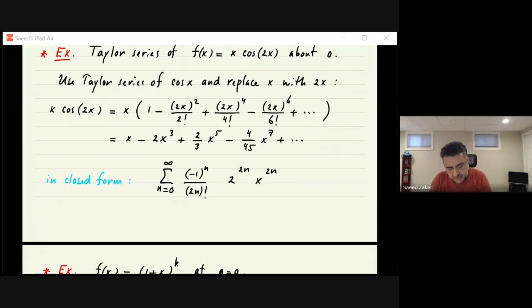So this is, so far, cosine of 2x. And then I have to multiply it by x, because my function is x times cosine 2x. So when I do that, it's like raising every power by 1. So x to the 2n becomes x to the 2n plus 1. So if you want to write it in closed form, that's it. Let me just write it neat and clean.